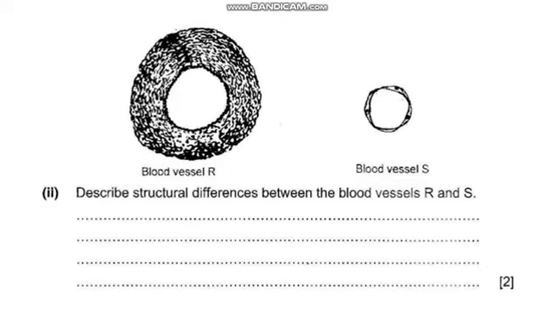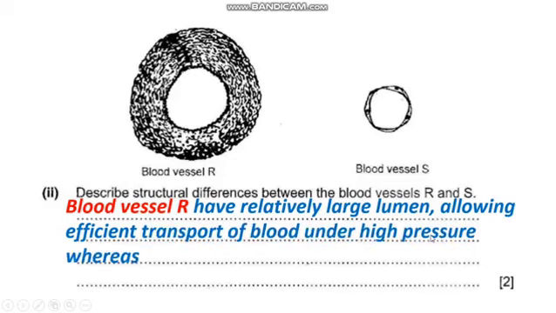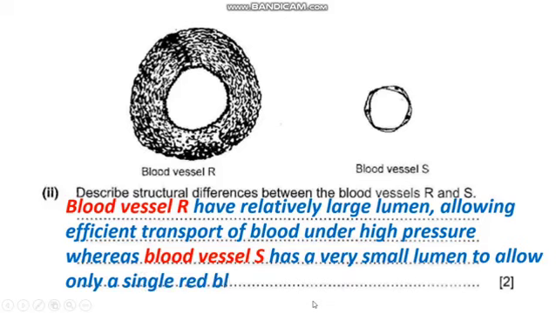Another structural difference, we can say that arteries have thick walls in order to transport blood under high pressure, whereas capillaries have thin walls for easy diffusion of materials between the blood and the tissue cells. So any of these you can write as your answer and you'll be able to get your 2 marks. So we have said that blood vessel R has a relatively large lumen, allowing efficient transport of blood under high pressure, whereas blood vessel S has a very small lumen to allow only a single red blood cell to pass through. So this is the answer to our question A2.